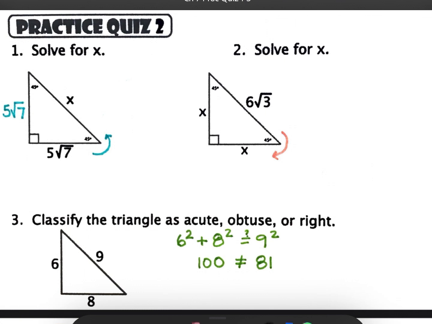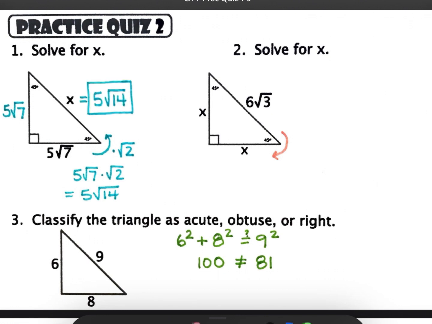Remember, the key number on 45-45-90 is the square root of 2. So if we are looking for a longer side, we will multiply by the square root of 2. Now that may look a little awkward at first. 5 square root of 7 times the square root of 2. Those square roots you can just multiply together and you'll get 5 square root of 14. That 14 won't break down anymore, so that's already in simplest radical form.